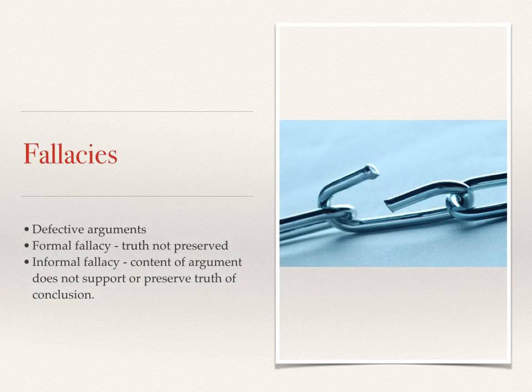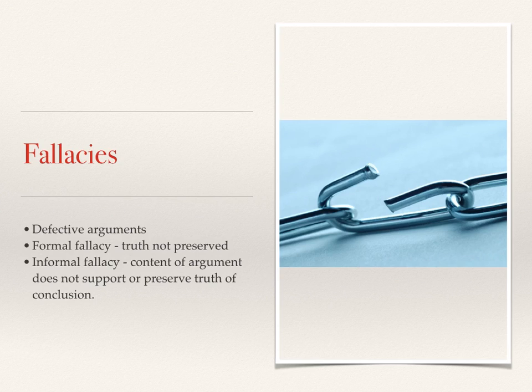There are also fallacies that are informal. And that's what we're going to be looking at for the next several slides. An informal fallacy deals more with the content of the argument, and the content of the argument does not support or preserve the truth of the conclusion. This is generally the case with inductive arguments, but not always. It's basically the way in which the argument is presented that leads to a faulty conclusion, or a conclusion that in one way or another does not follow from the premises that are supposed to support that conclusion.